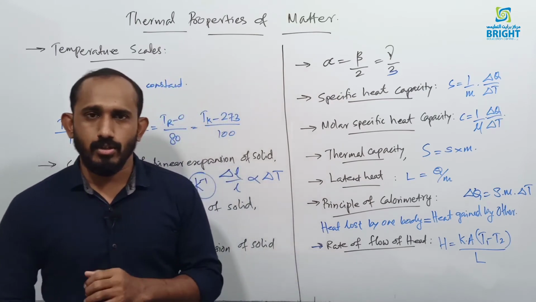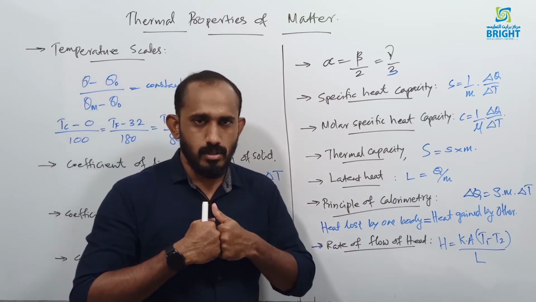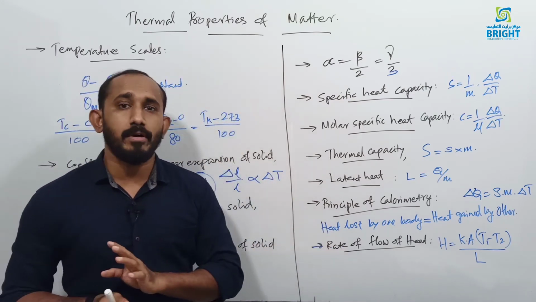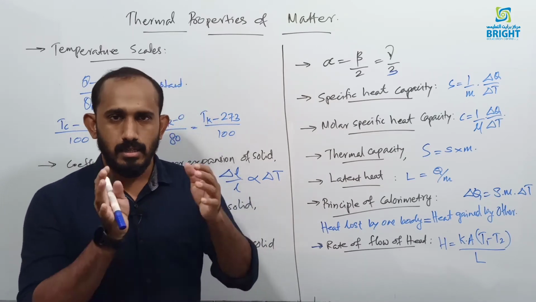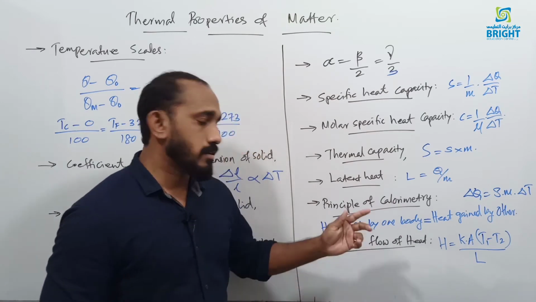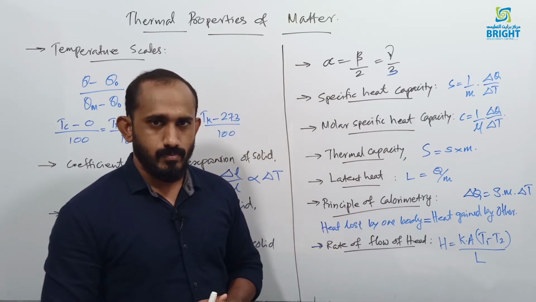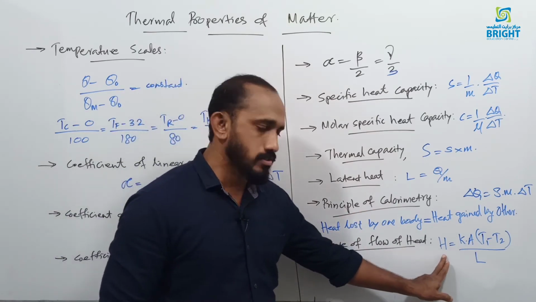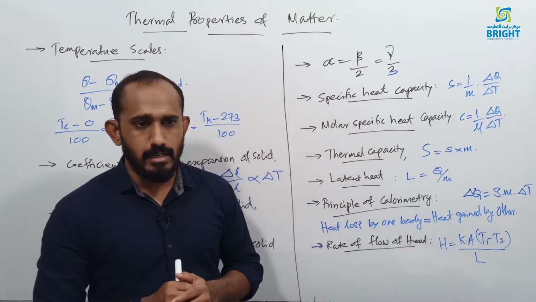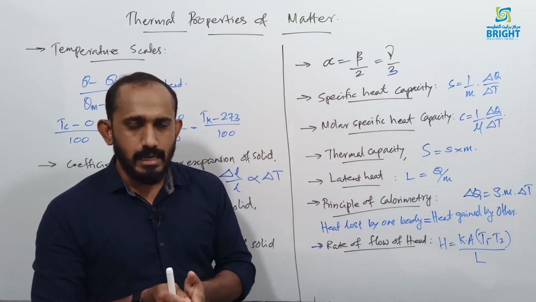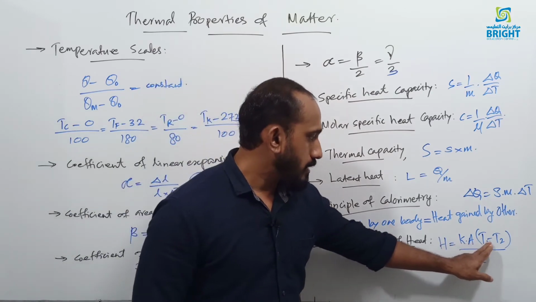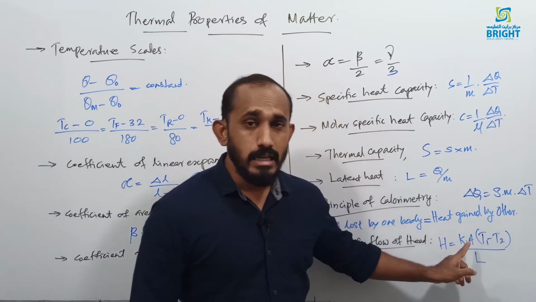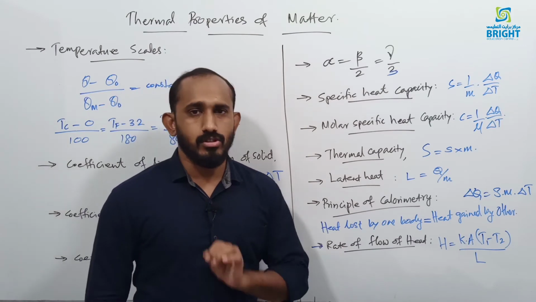Then we have conduction. Due to contact between two bodies, the heat moves. There is no movement of particles actually, but due to contact between the two bodies, the heat moves. While moving through contact, the rate of flow of heat H is given by Q by T, that is, delta Q by delta T, per second how much heat is transferred, equal to K A (T1 minus T2) by L, where K is the thermal conductivity of the material.